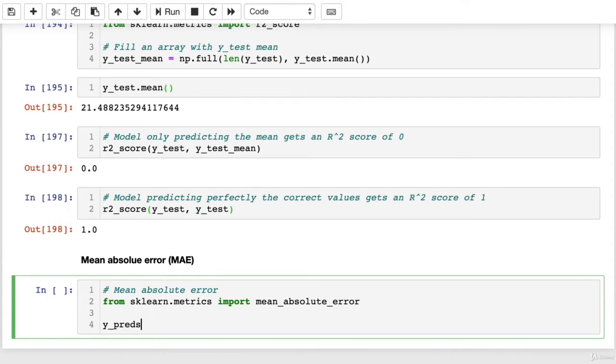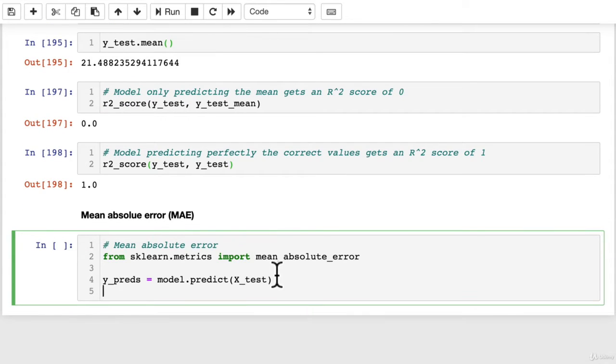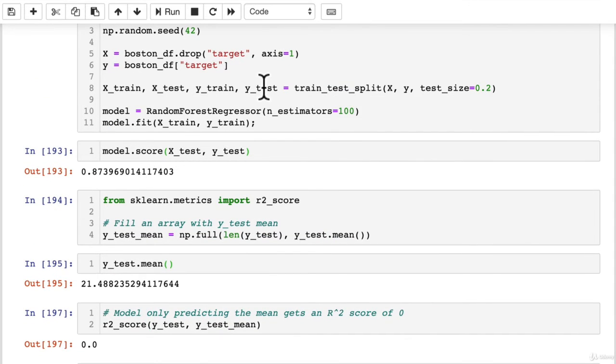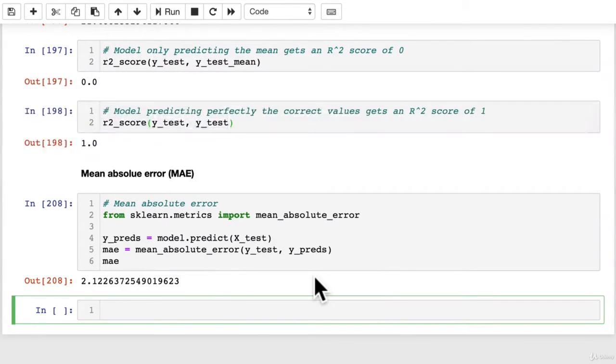To evaluate it, we need to make some predictions because remember, evaluation metrics are always comparing truth labels to predicted labels. So we'll predict on the test data set. We'll go MAE equals mean absolute error, and we're going to compare y-test, which is the truth labels that we made up here, to our predictions, which is what we've just made here. And then we're going to have a look at MAE. Okay, that wasn't too hard.